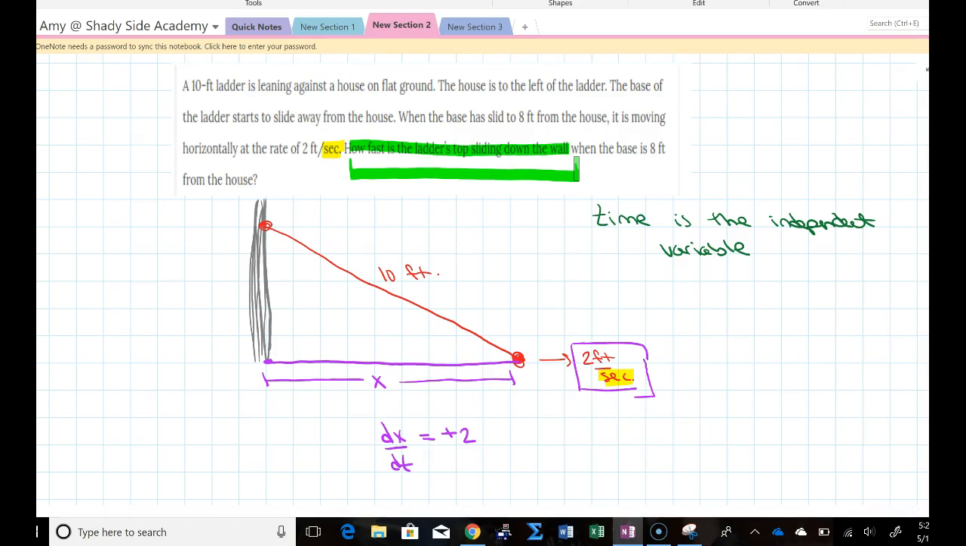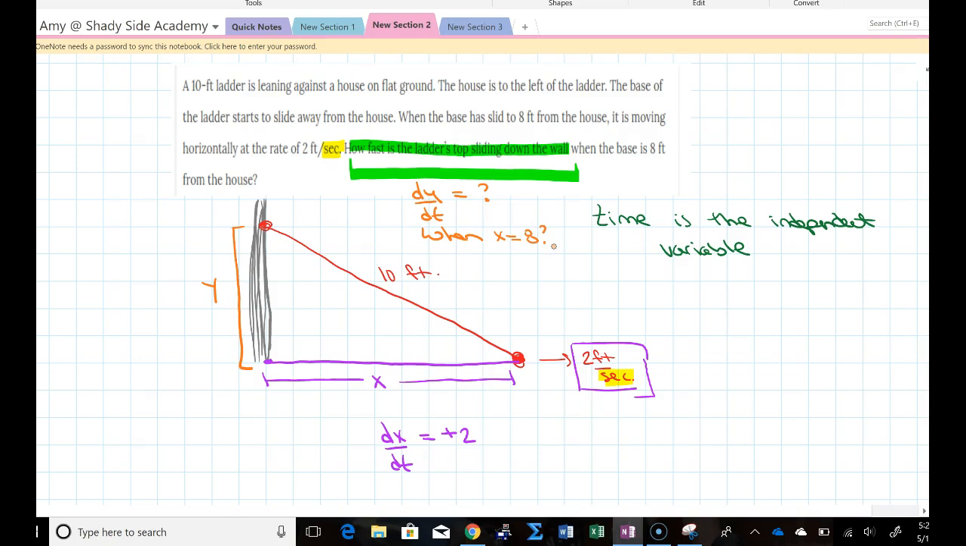And if the ladder's top is sliding down the wall, I'm going to call this distance here y. Now, this ladder is 10 feet long. It's not going to change. Do you agree that as x is dragged along the floor, y is going to decrease, correct? How fast is the ladder's top sliding down the wall? Let's call that dy/dt equals what, right? What's the moment in time that we are concerned about? When x equals 8. Okay?